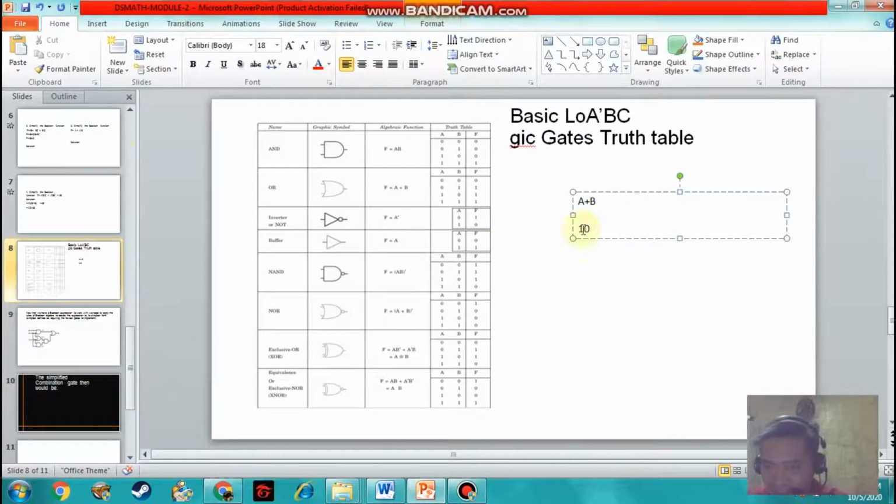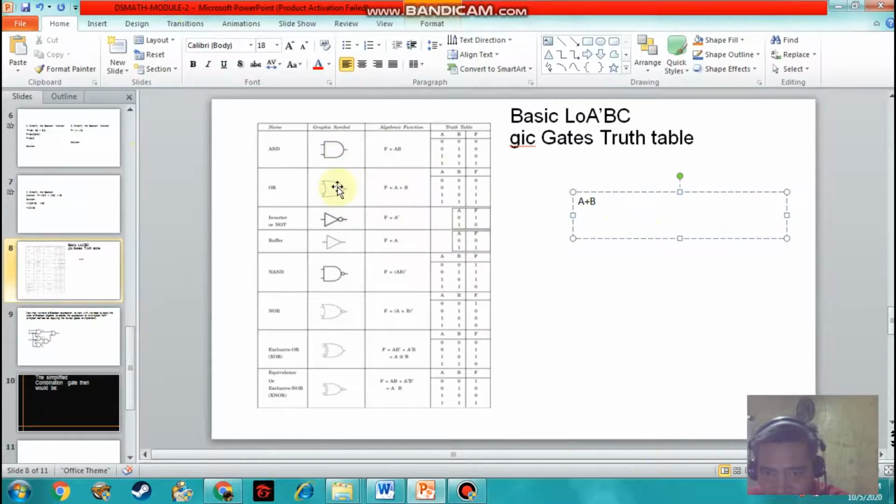So, 1, 0. Sa number system natin, 1 plus 1 is 2. Actually, this is 2, pero 1, 0 ang 2 sa binary. So, at least meron akong isang 1 dyan. 1 na yung sagot. So, kaya nga 1, 1, 1. At least isang 1, at least isang 1, at least isang 1. 1 siya. Otherwise, 0.